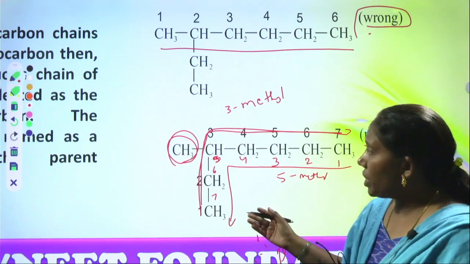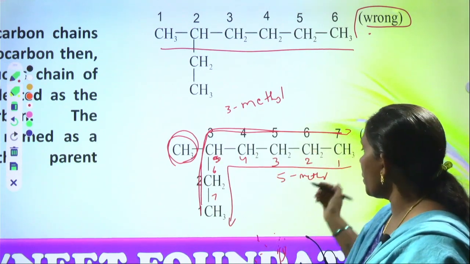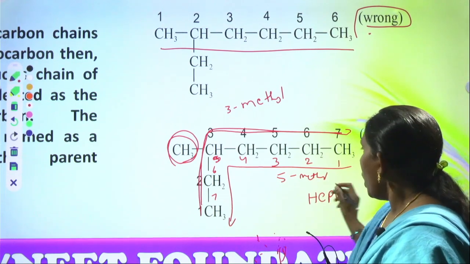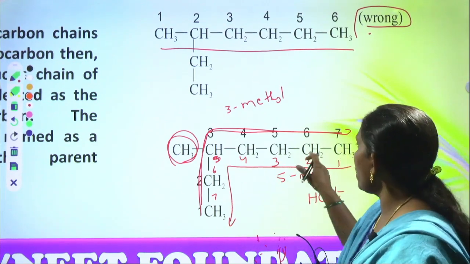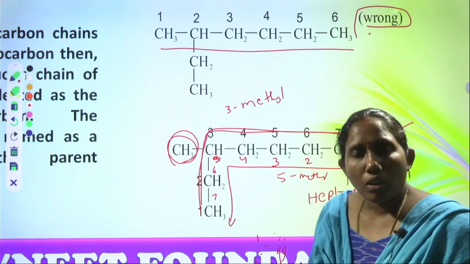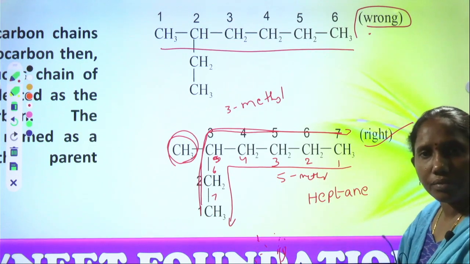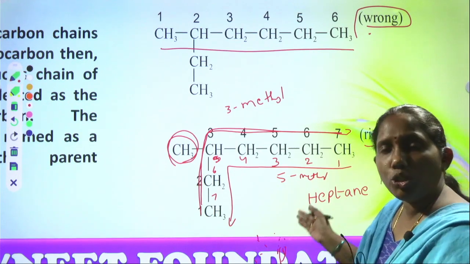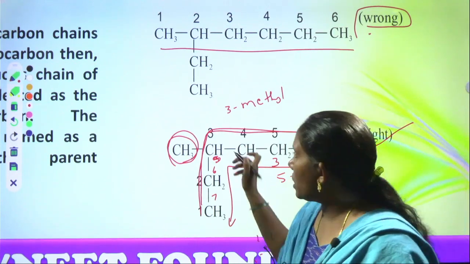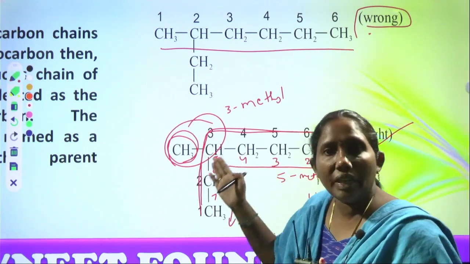Now can we name this compound? It has 1, 2, 3, 4, 5, 6, 7 carbons. So the root word will be hept. All are single bonds only between the carbons, so the primary suffix will be ane, giving heptane. No functional group is present, so there is no secondary suffix. But coming to the prefix, there is one prefix, that is one substituent present on the third carbon. So we have to write 3-methyl.